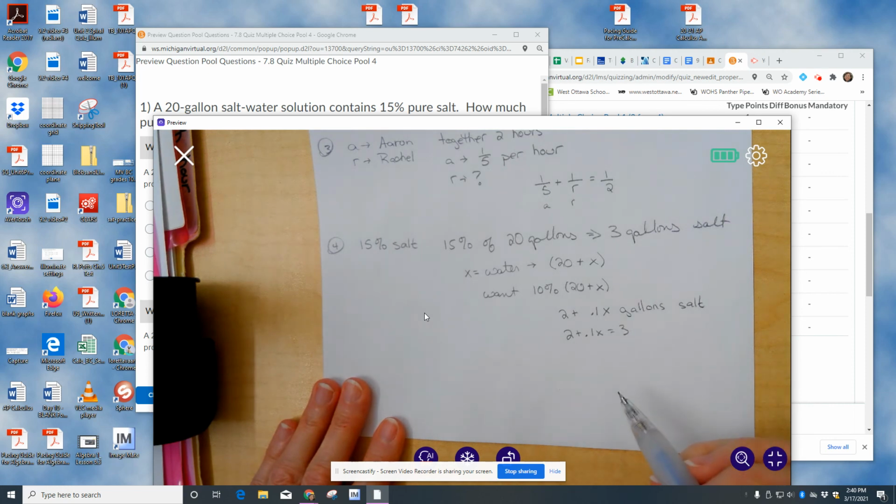So again, I didn't really use fractions to solve this. There might be another way to solve this, although I suppose percents could be written as fractions. But that should be enough to get you started on that one.